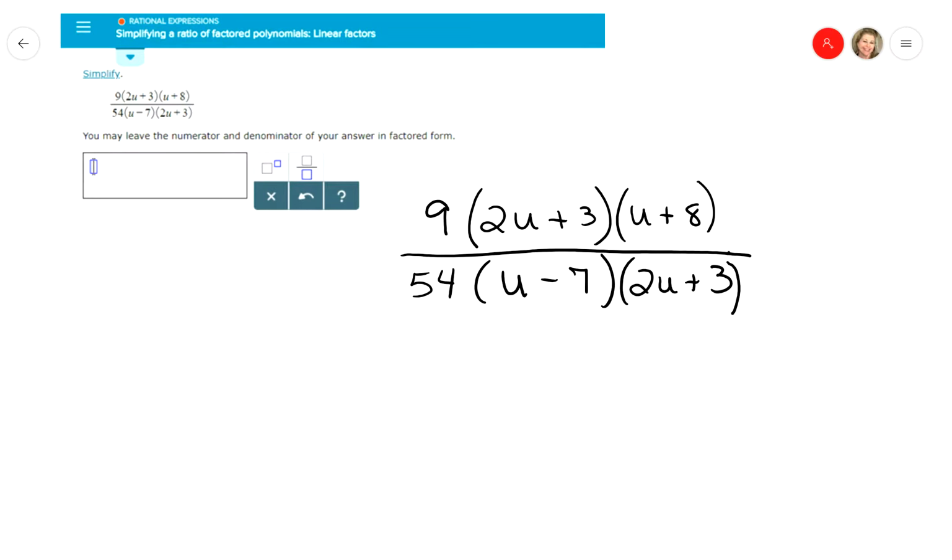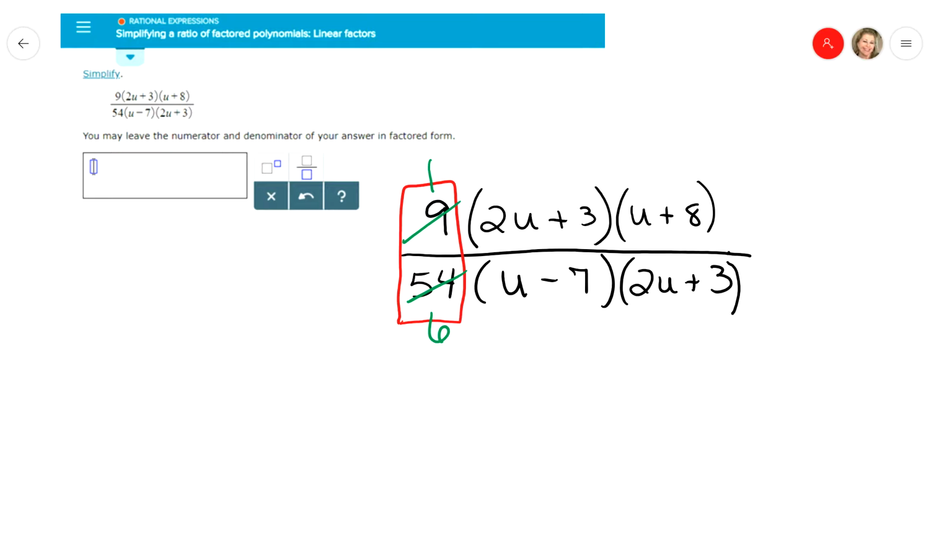And I'm going to start with the numbers in front because right here you have 9 over 54. That's the fraction 9/54. And that can be reduced to 1/6 because 9 goes into itself once and 9 goes into 54 6 times. You have reduced the fraction by 9. You divided the 9 from the numerator, you divided the 9 from the denominator.